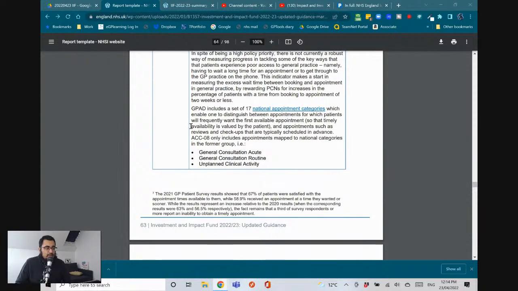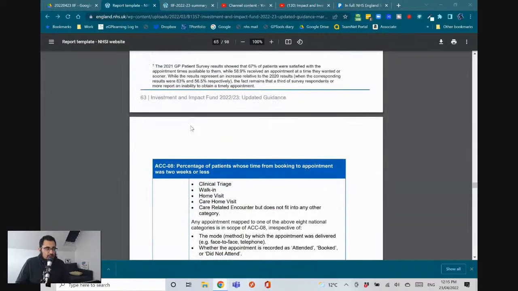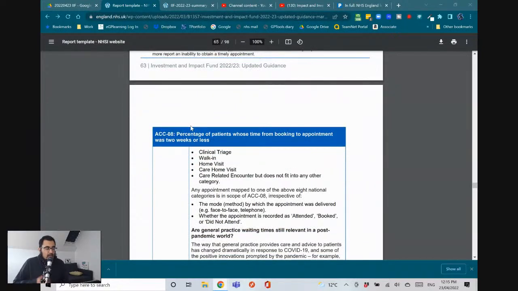So, the appointment categories that this is going to matter for. ACC08 only includes appointments mapped to national categories in the former group: general practice acute, general consultation acute, general consultation routine, unplanned clinical activity, clinical triage, walk-in, home visit, care home visit, care home related encounter, but does not fit into any of the criteria. Any appointment mapped to one of the above 8 national criteria is in the scope of ACC08, irrespective of the mode and method by which the appointment was delivered, e.g. face-to-face, and whether the appointment was recorded as attended or did not attend.